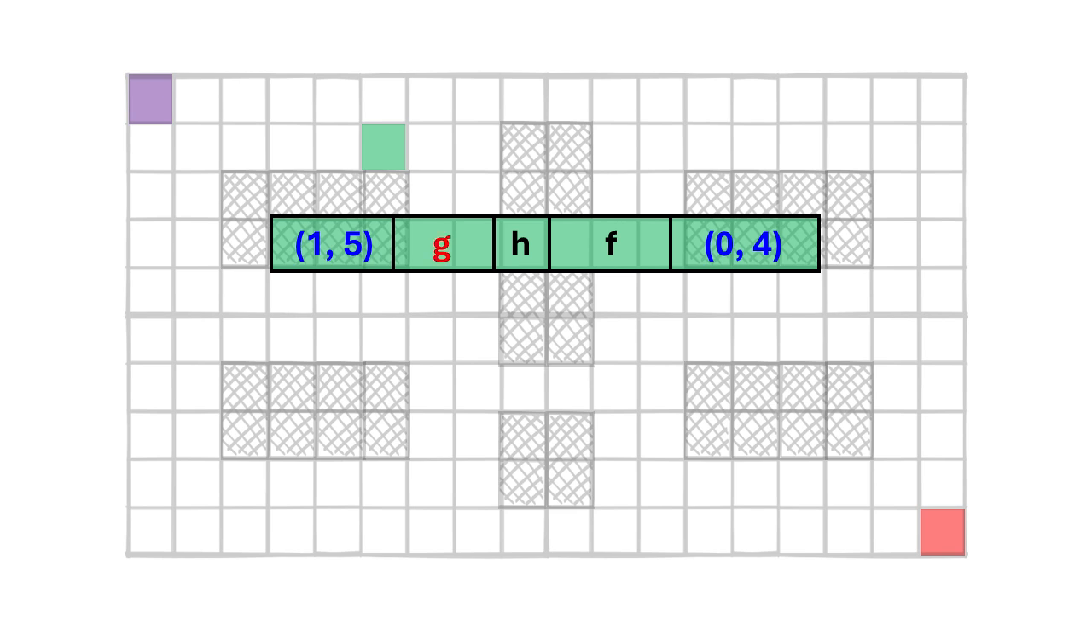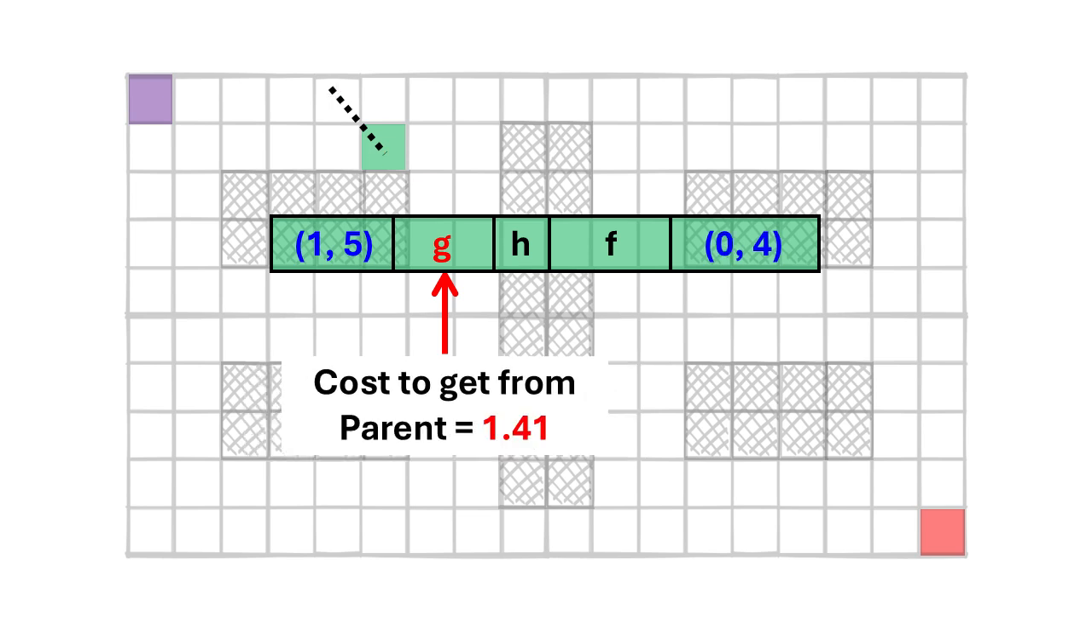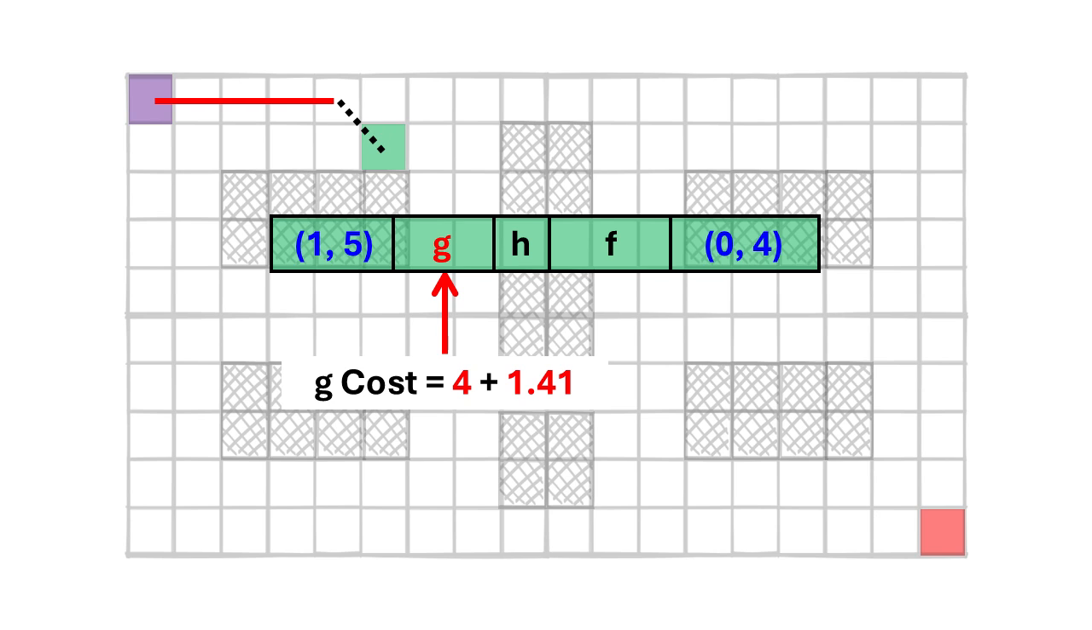Right, with the parent sorted, we can calculate the g-cost. Using the Euclidean distance from the parent, we moved 1 cell on the horizontal, so that's our x value, and we moved 1 cell on the vertical, so that's our y value. The square root of 2 is 1.41. But we're not done here. We also need to incorporate the g-cost of our parent. And this has a g-cost of 4, giving us an overall g-cost of 5.41 for this node.